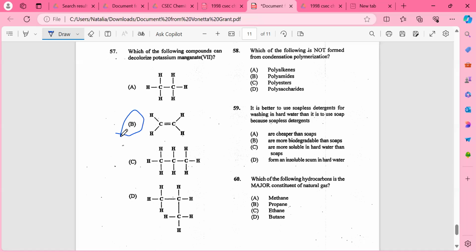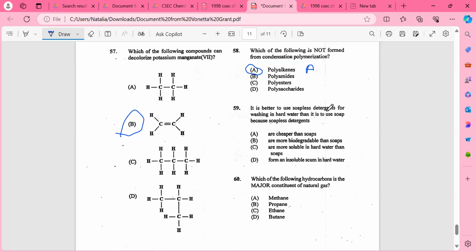Which of the following is not formed from condensation polymerization? So polyalkene, polyamide, polyester, polysaccharide. So polyalkene is from addition. All the others are from condensation. So the answer is A. The other 3 are condensation polymerization.